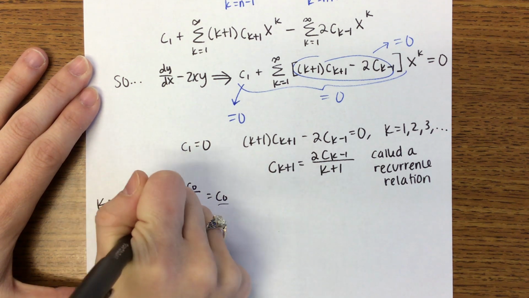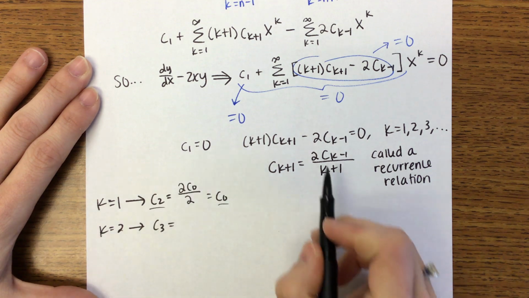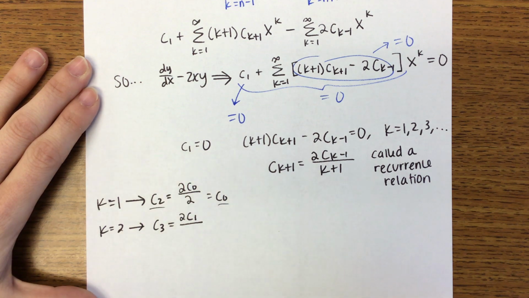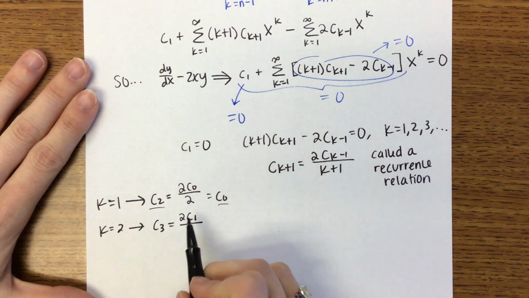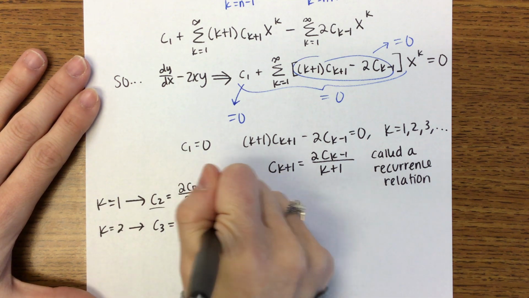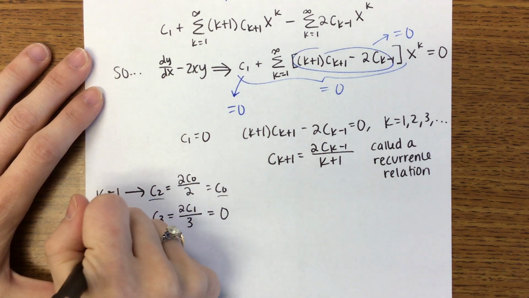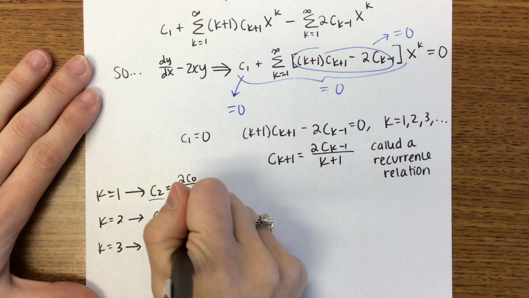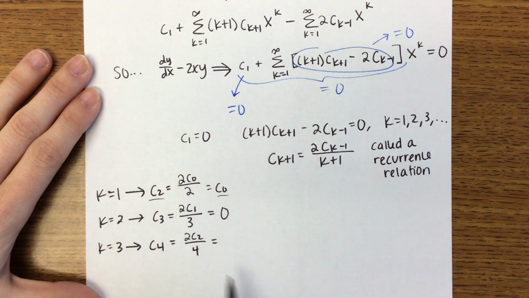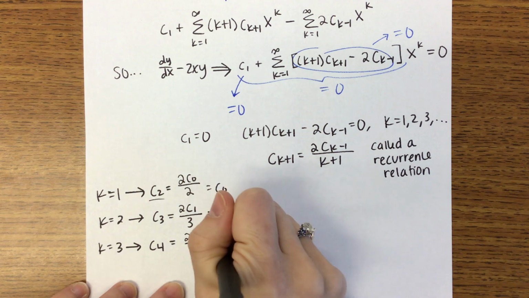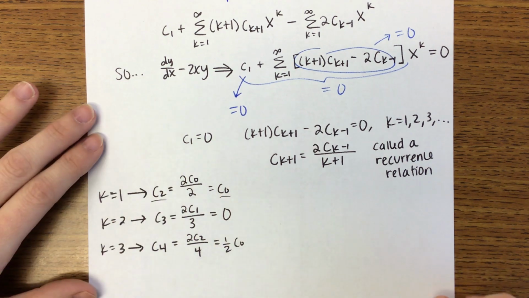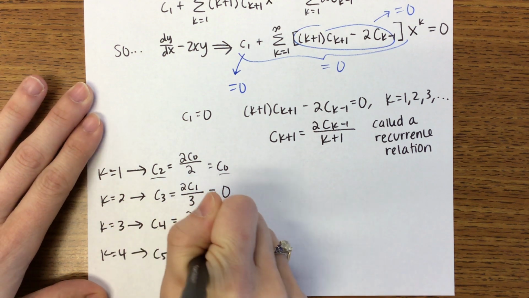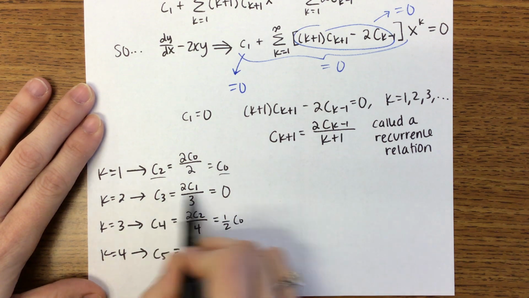If I plug in k equals 2, I get c3 is equal to 2 c1 over 3. Now remember though, c1 we already said was 0, so this gives us a 0. If I plug in k equals 3, I get c4 is equal to 2 c2 over 4. c2 is above, that's really c0, so we get 1/2 c0. If I plug in k equals 4, I get c5 is equal to 2 c3 over 5. c3 though is 0.